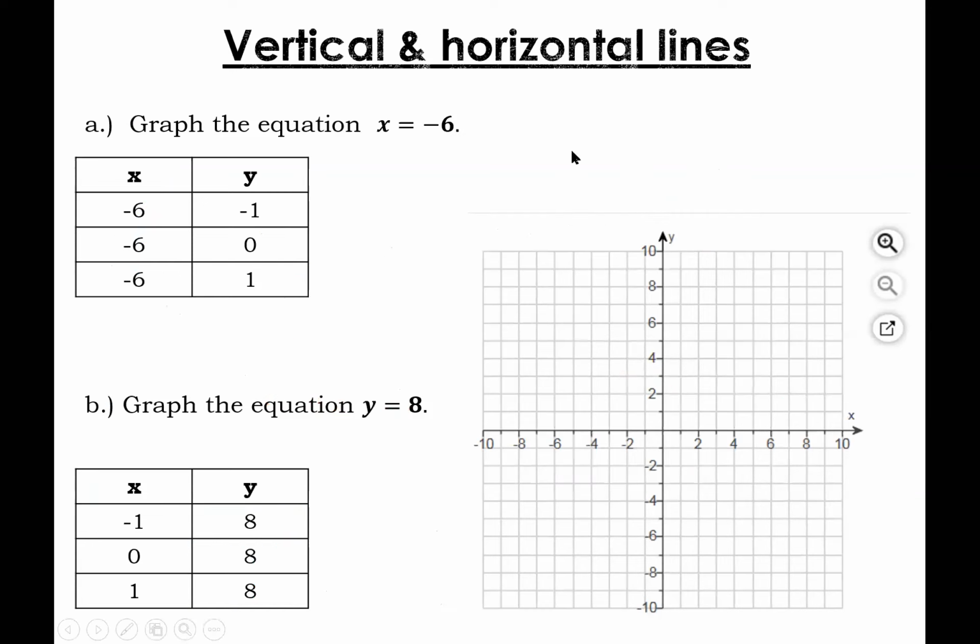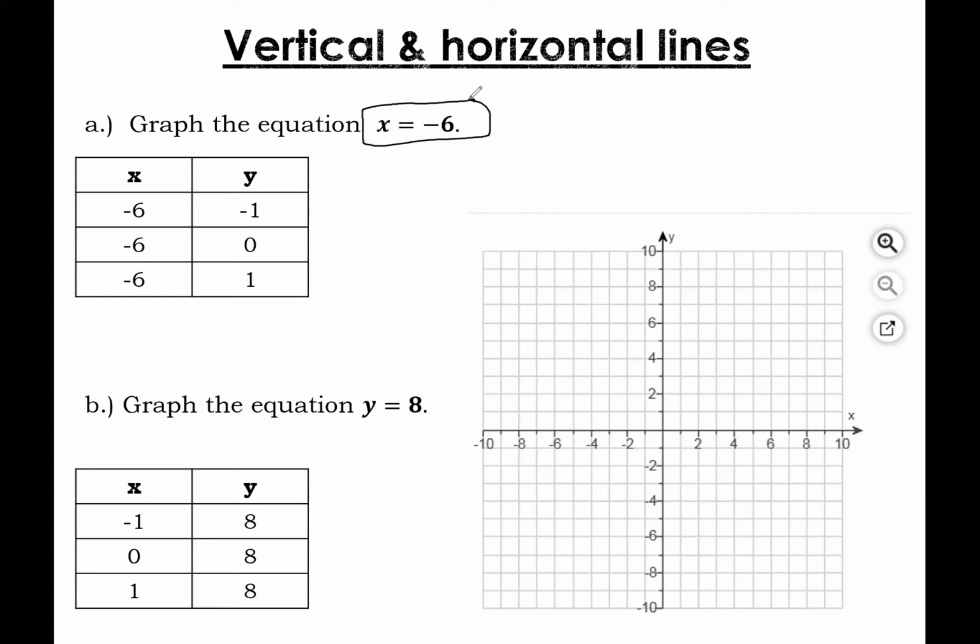The next graphs we're going to see are these two unique kinds of lines, vertical and horizontal. We've talked about these already when we talked about slope, so this should be a little bit of review. Let's see if we can remember which is which. Here's our first equation, x equals -6.